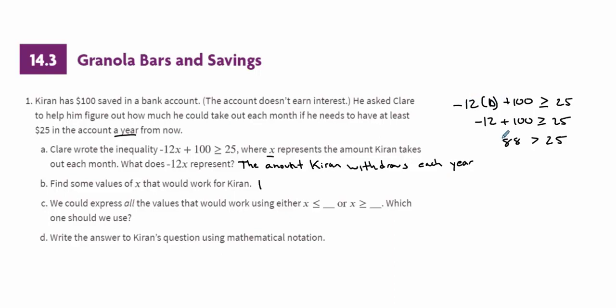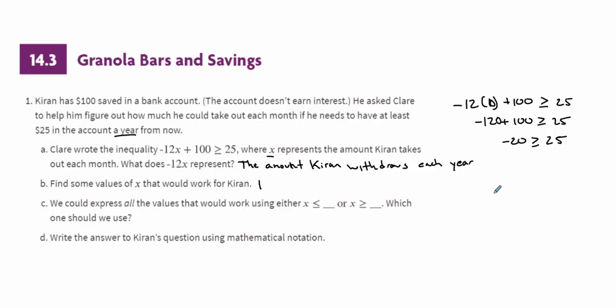Negative 12 times 10 is negative 120. Negative 120 plus 100 is negative 20. Negative 20 is not greater than or equal to 25, so 10 won't work. He can't take out $10 a month and still have $25 left.